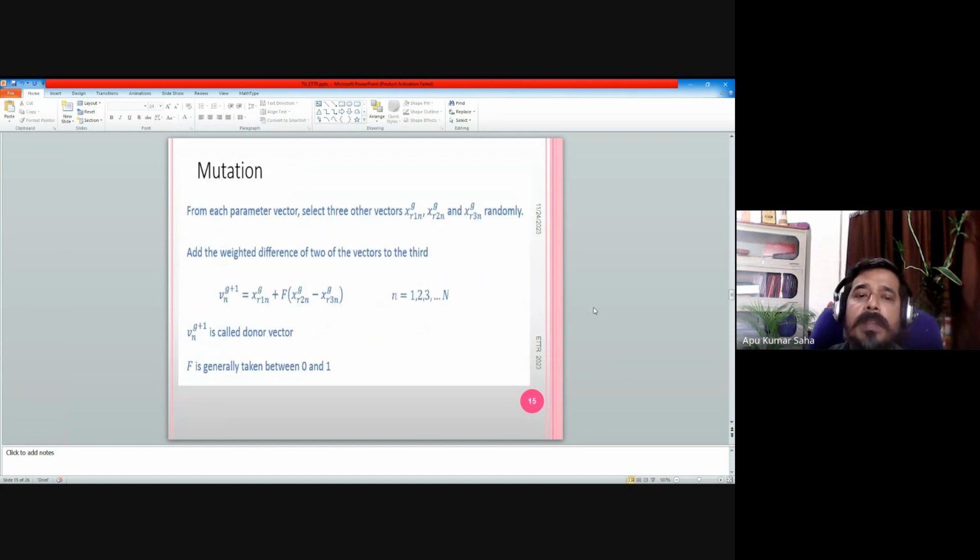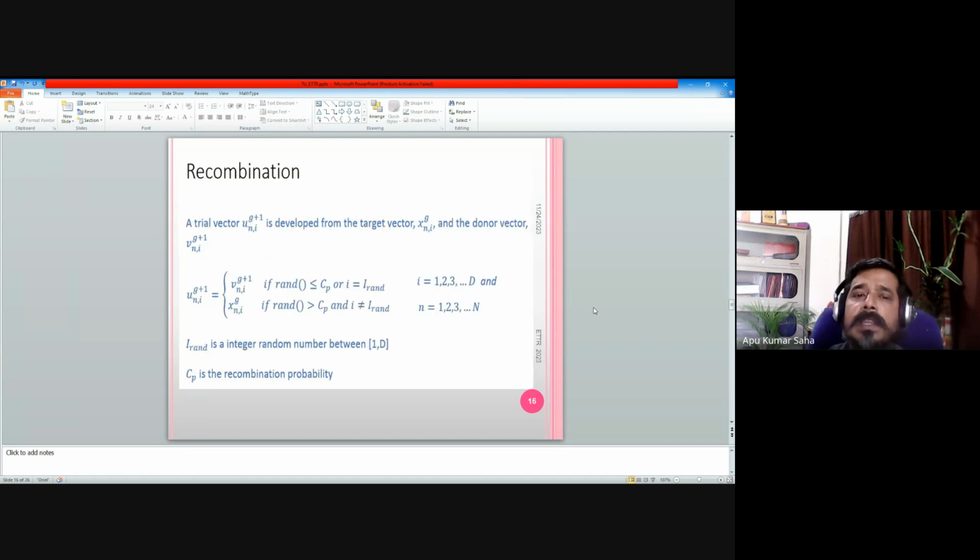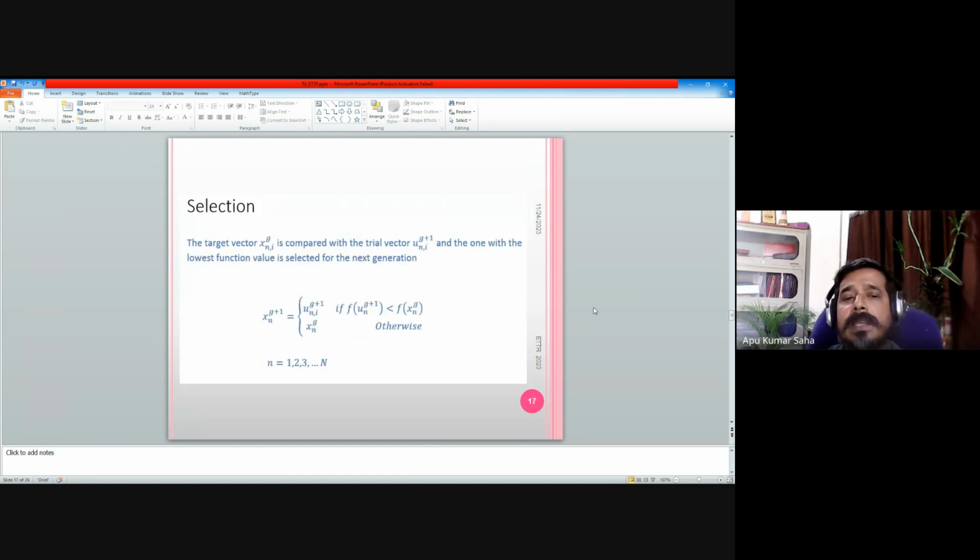So what we have done: first, mutation. From mutation, we have created a donor vector by using the mutation factor. Then recombination or crossover, by using the crossover probability, we have created another vector known as the trial vector. Then we have selection: we will take either the trial vector or the previous, original one. Whose fitness is better will sustain. The weak one will not sustain, that will be destroyed. So that is the survival of the fittest technology. In this way, we'll select.